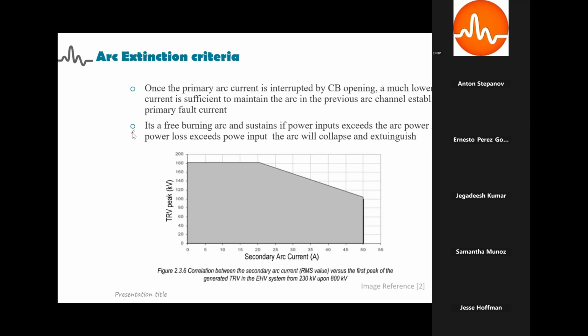So it basically depends on how strong this interface coupling is. This interface coupling is what provides input to the secondary arc. In our analysis, instead of analyzing the energy of the arc, we analyze the TRV and secondary arc current. This graph shows the criteria for extinction. If the secondary arc current and TRV are anywhere within the shaded portion, then the arc will be extinguished.